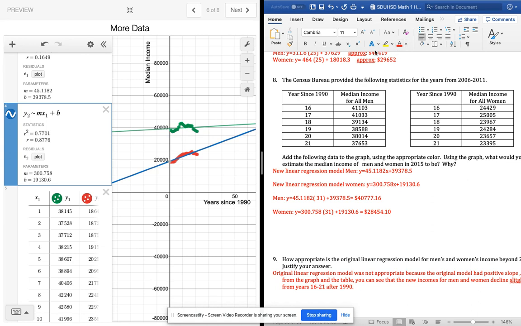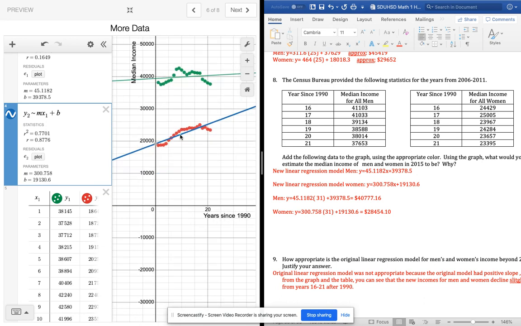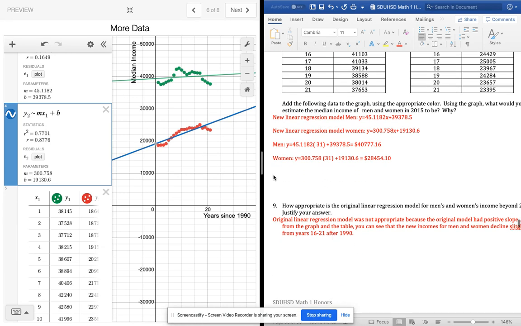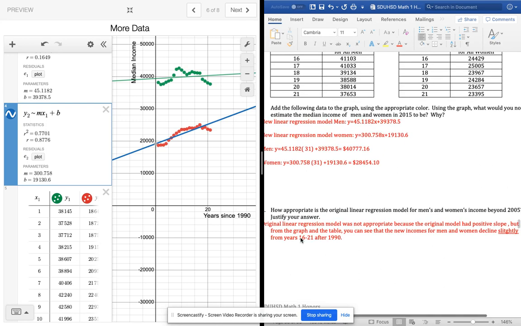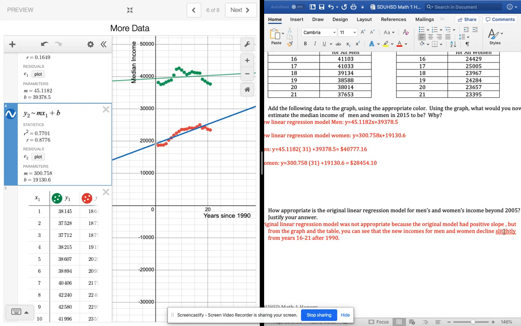If you look at this model and zoom in a little bit, they have a positive slope, positive, positive, and then a negative slope. So interesting. What do you think happened? It makes you wonder what happened between 2005 and 2006 that would cause median incomes for men and women to decline. Maybe you need to think about that in terms of what you've learned in history.